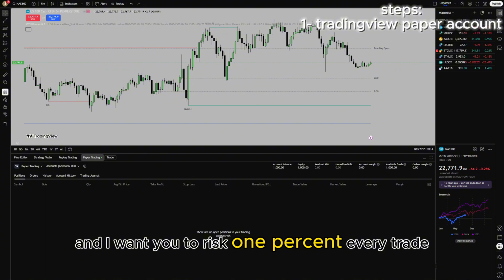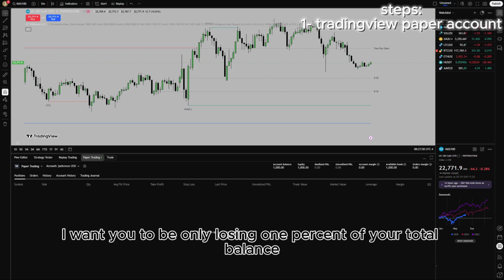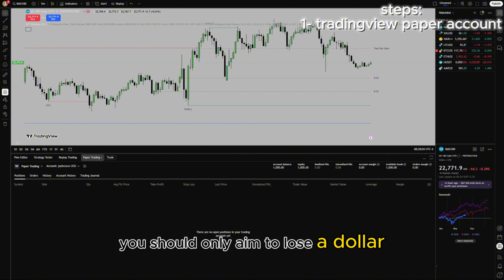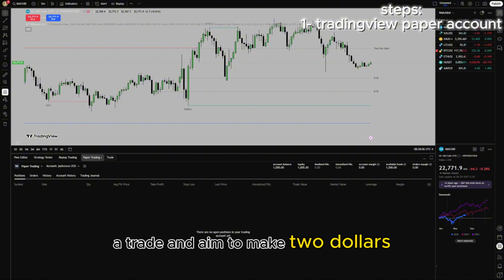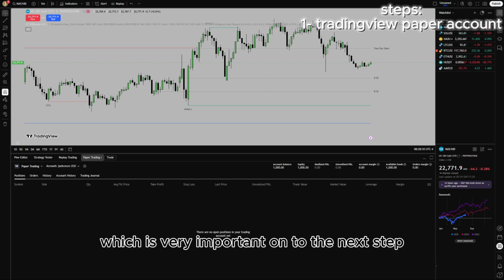And I want you to risk 1% every trade. What does that mean? If you lose a trade, I want you to be only losing 1% of your total balance. So if you have a $100 account, you should only aim to lose $1 a trade and aim to make $2. This helps you be detached from money, which is very important.